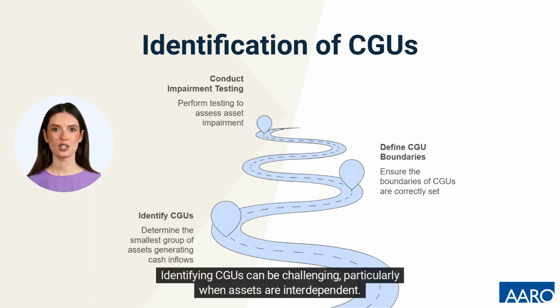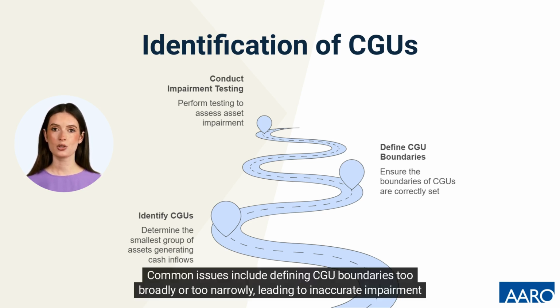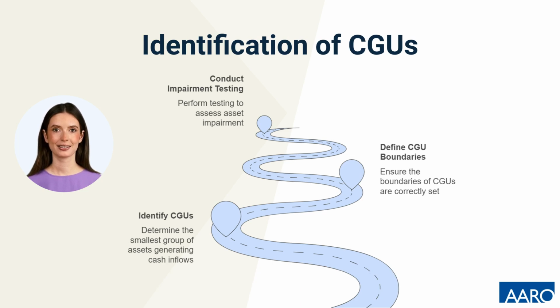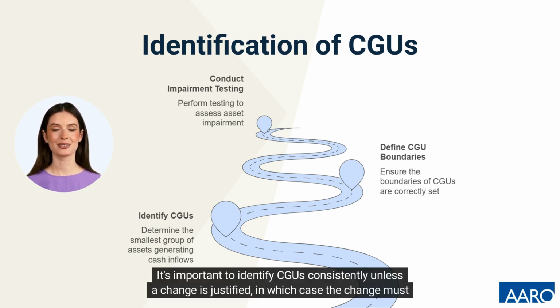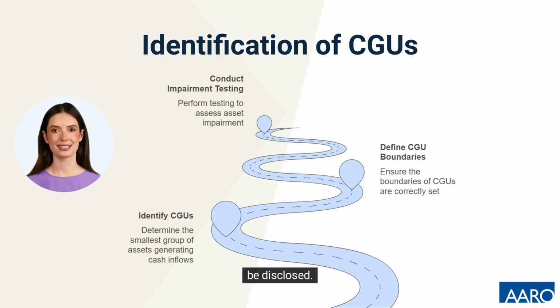Identifying CGUs can be challenging, particularly when assets are interdependent. Common issues include defining CGU boundaries too broadly or too narrowly, leading to inaccurate impairment testing. It's important to identify CGUs consistently unless a change is justified, in which case the change must be disclosed.